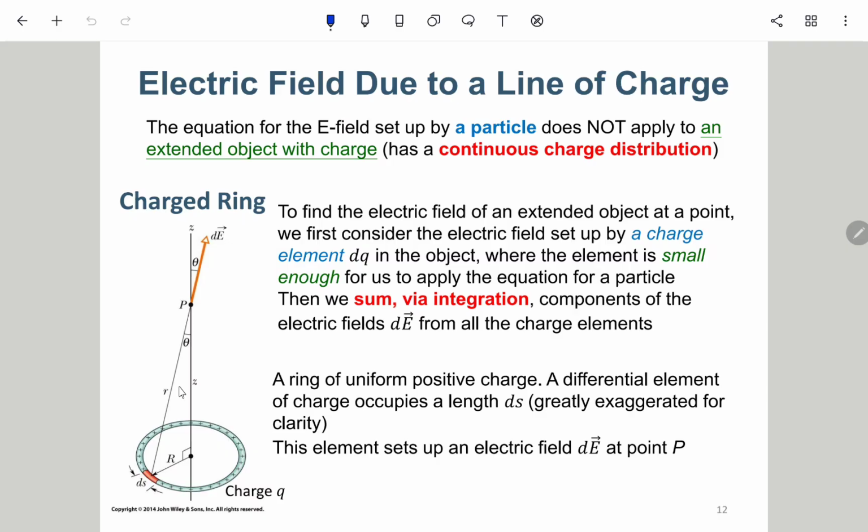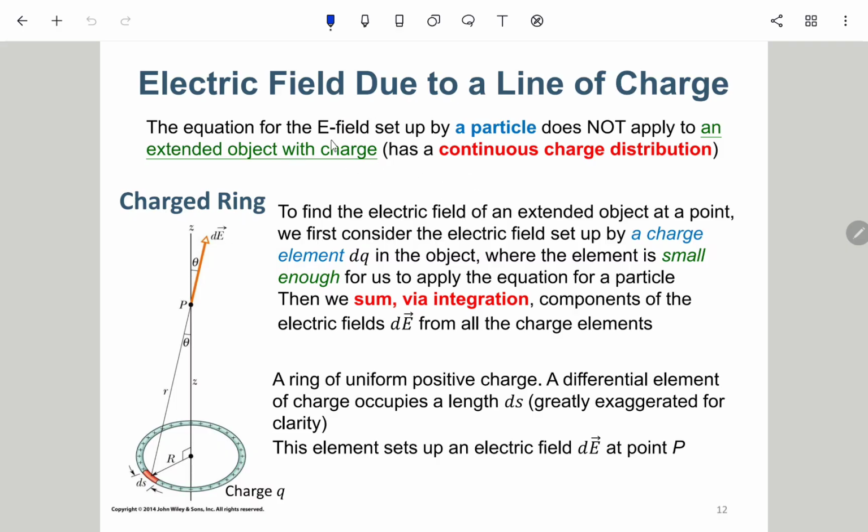So here's the case. We have a ring. We assume this ring is very thin, just like a line without any thickness. And then there is some charge. As this is a perfect circle, the charge will be distributed uniformly on this line, or on this ring.